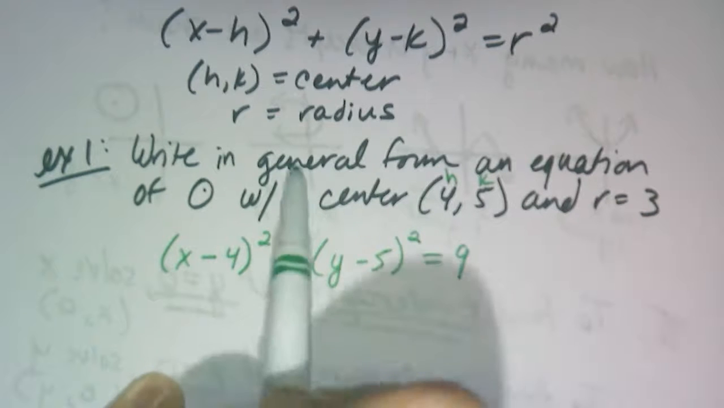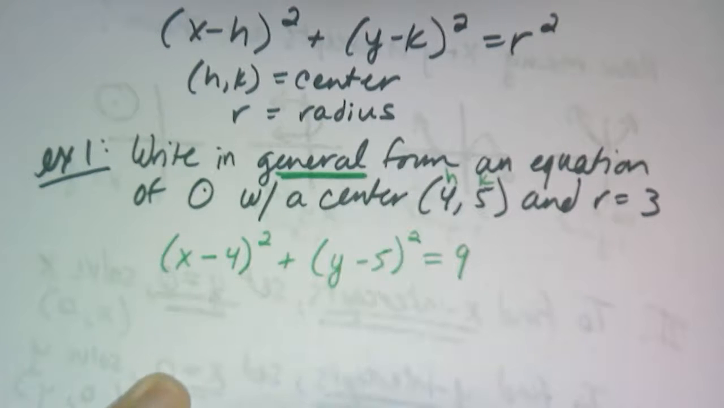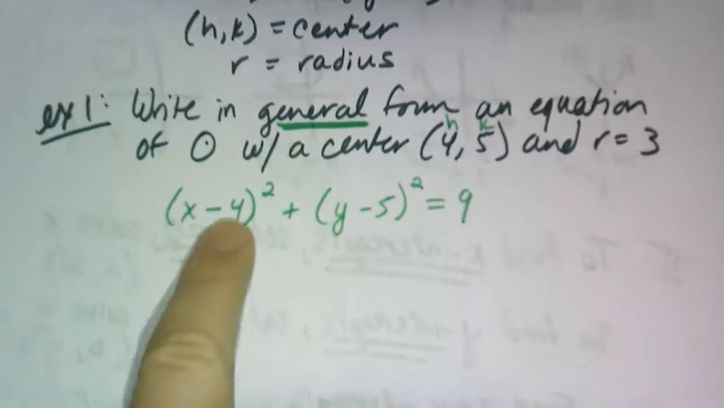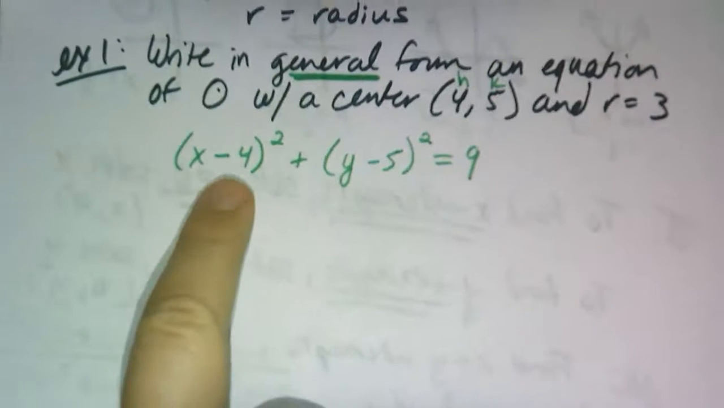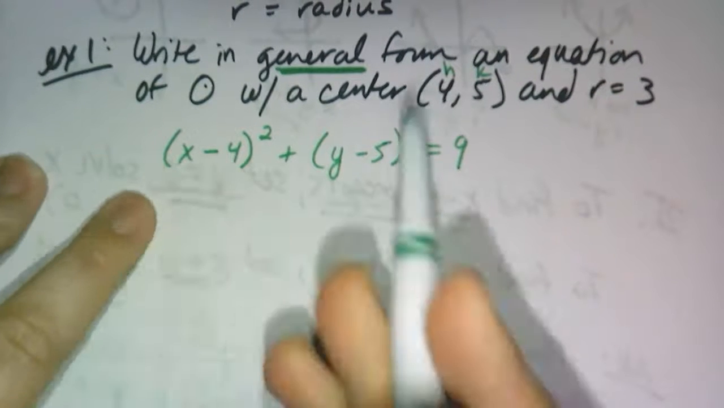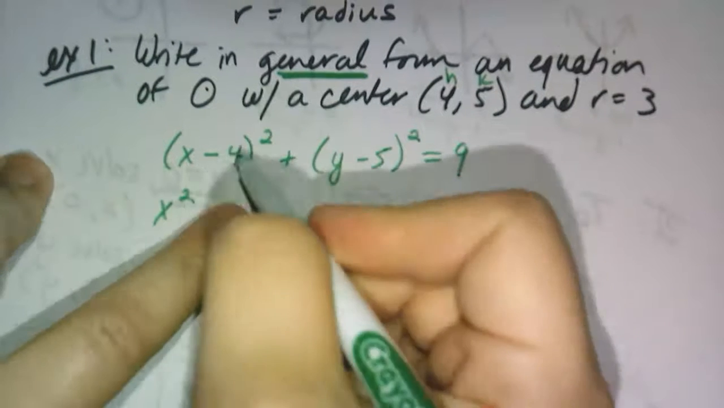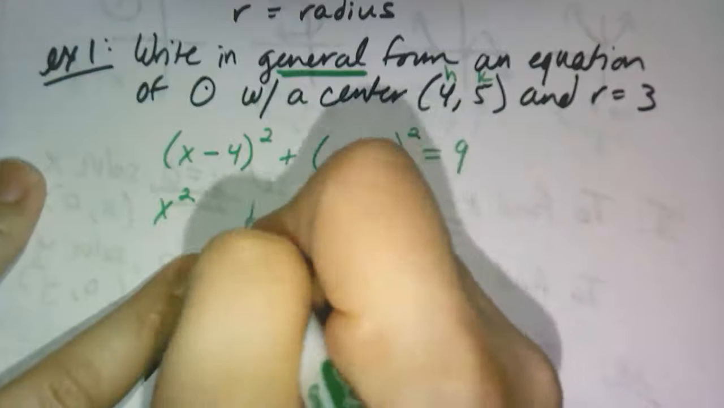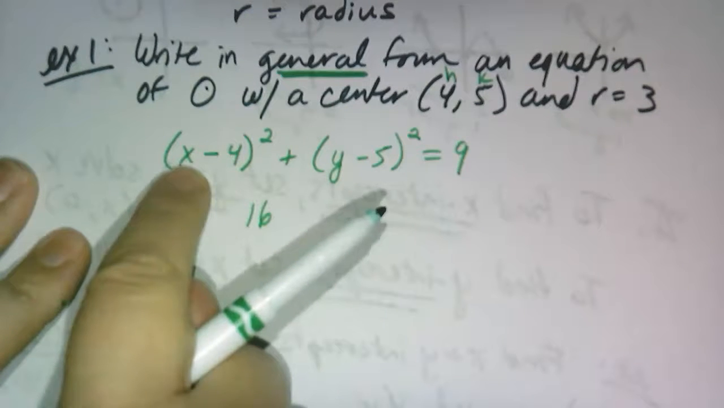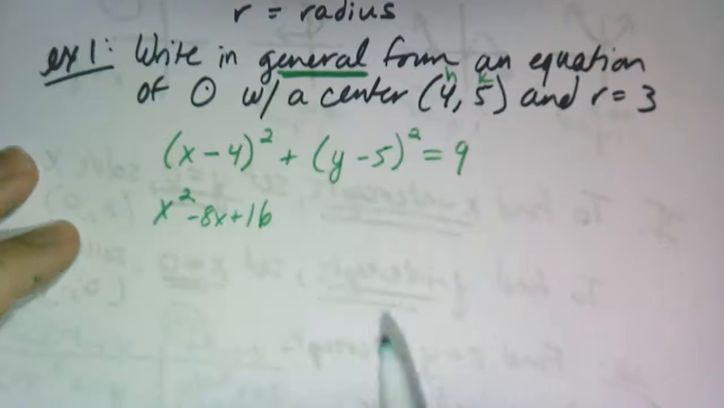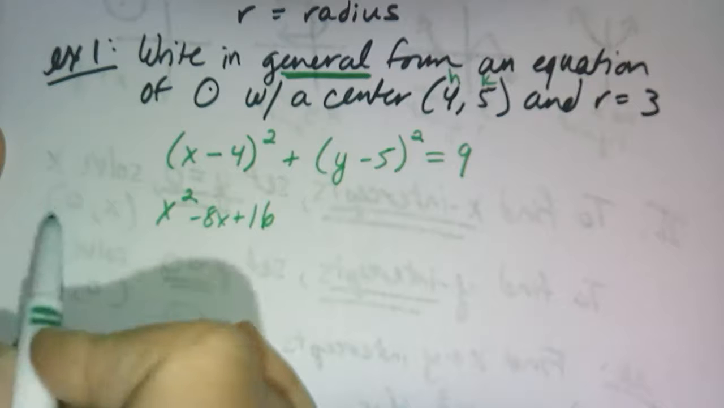Now, the problem is they said general. What does that mean? That means you want to FOIL everything out and set it equal to 0. I hope you're fast at foiling by now. Here's the trick: you square this term, you square the last term, which is 16, you multiply these together and double it. So negative 4x doubled is negative 8x. If you don't know how to do that, write it out on the side of your paper and FOIL it.